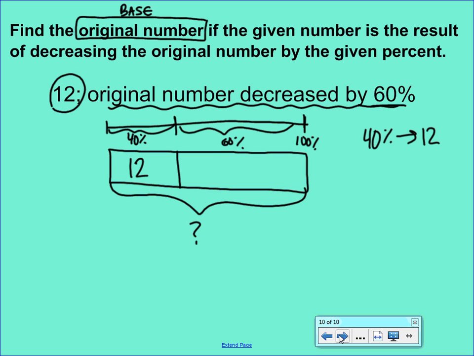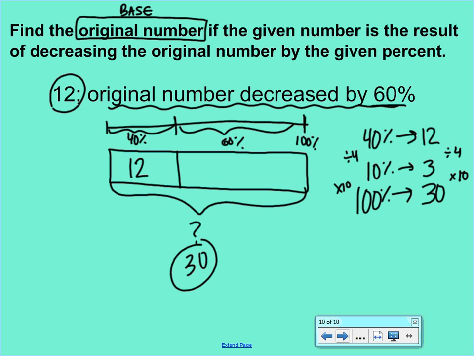Find 10%. Oh, how would you find 10%? Divide by 4. Because we could divide by 4 here. So what is 10%, Caleb? 3. And once we go down to 10%, we can go back up to 100%, which has to be 30, because we multiplied by 10. Okay, there's lots of ways we could do that. This would be 30 would be our answer.